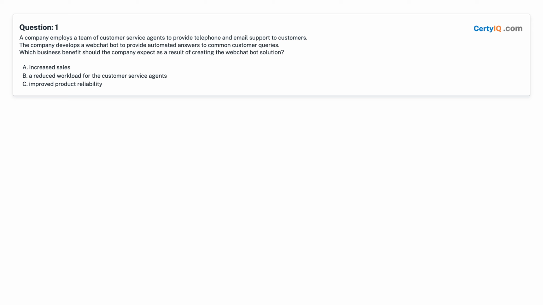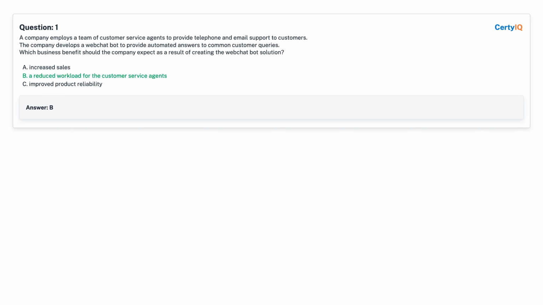Question 1. A company employs a team of customer service agents to provide telephone and email support to customers. The company develops a web chatbot to provide automated answers to common customer queries. Which business benefit should the company expect as a result of creating the web chatbot solution? A. Increased sales. B. A reduced workload for the customer service agents. C. Improved product reliability. Answer is B. A reduced workload for the customer service agents.